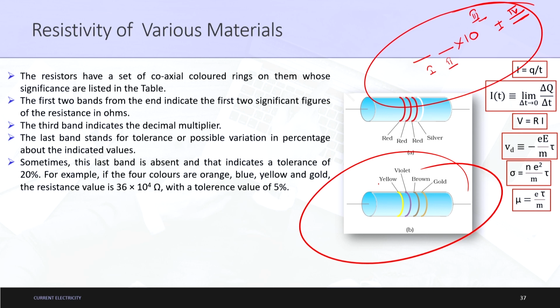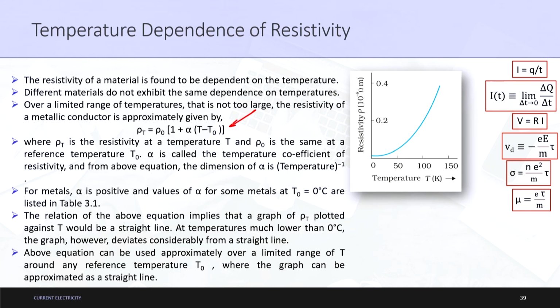Okay. Next is temperature dependence of resistivity. In this, first of all we understood the linear relation, that is rho t is equal to rho naught into 1 plus alpha delta t. Then in the next portion we understood that the behavior below 0 degree Celsius, that is 273 Kelvin, is not linear. The graph of resistivity versus temperature is non-linear there.